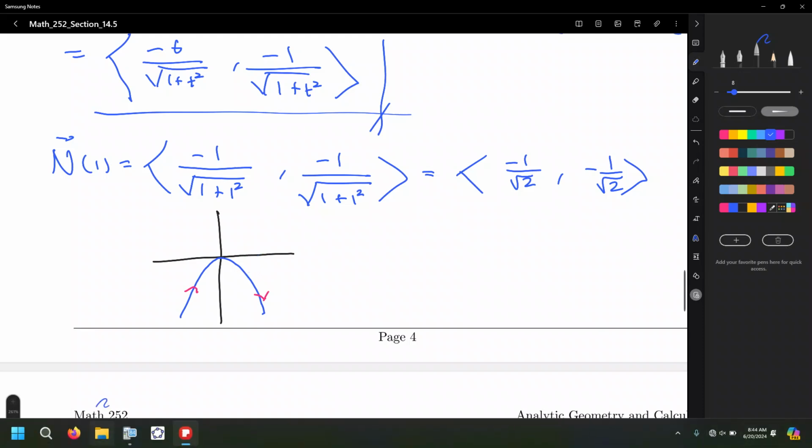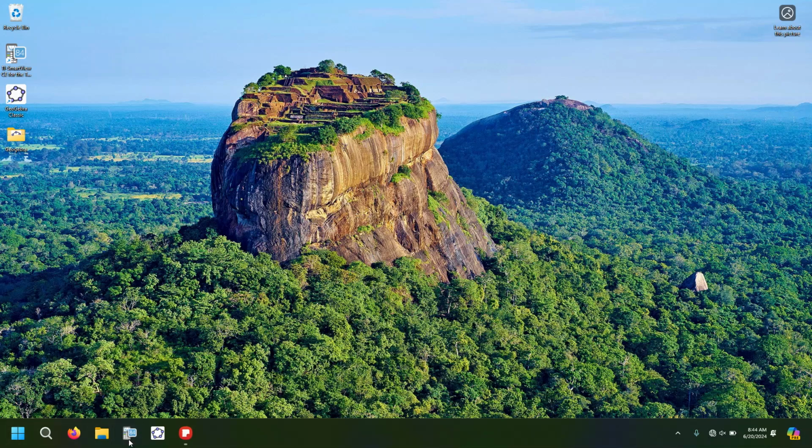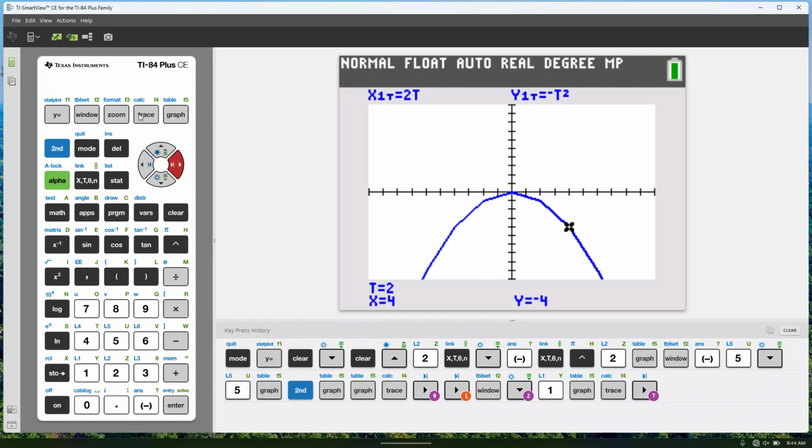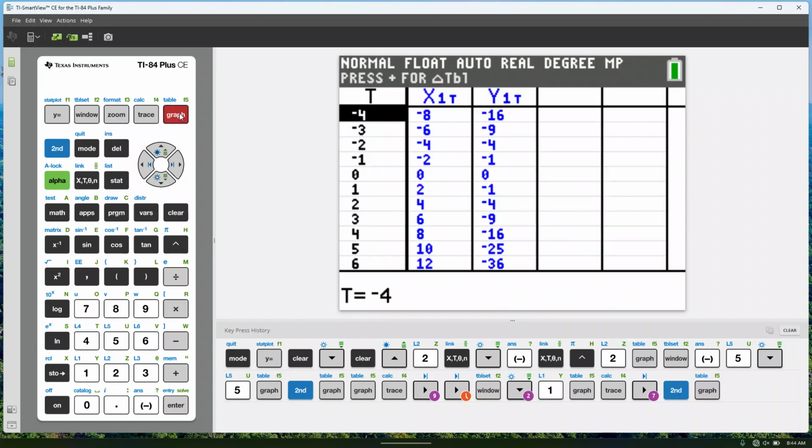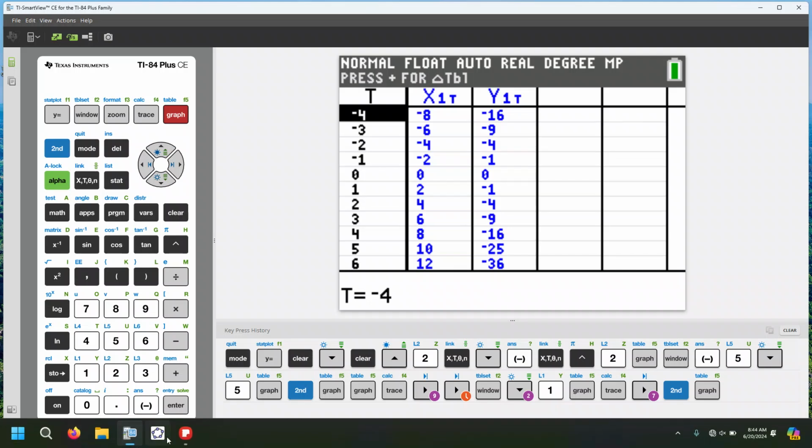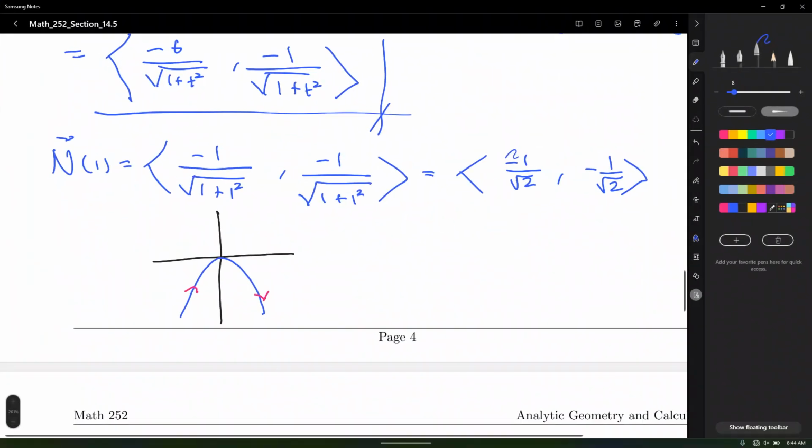I'm going to go to the point 2, negative 2. Was that the point? Let me go back again and look at the table. Oh, there you go. Second table. Yes, 4, negative 4 actually, not 2, negative 2. So that's this point essentially, right? So what do we have? We have the tangent vector pointing in this direction.